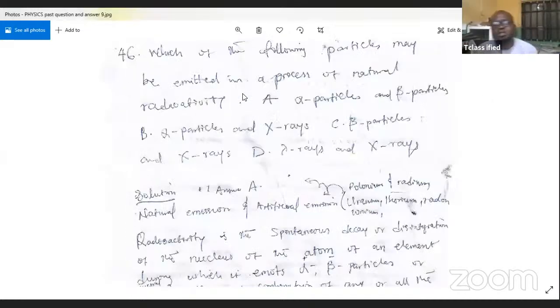Okay, let's look at question number 46. Which of the following particles may be emitted in a process of natural radioactivity? Is it A, alpha and beta particles, B, alpha and X-rays, C, beta particles and X-rays, D, gamma rays and X-rays?